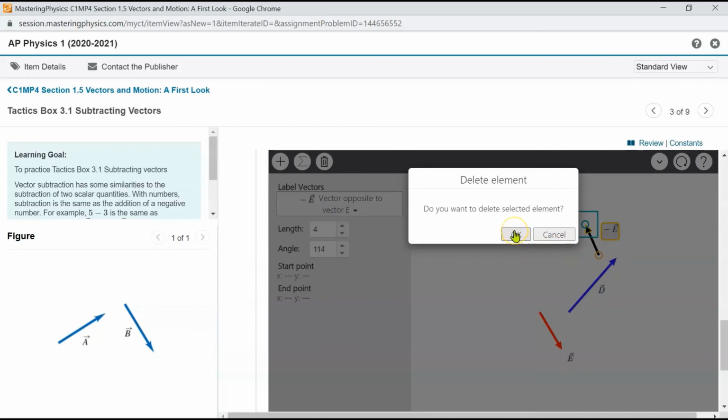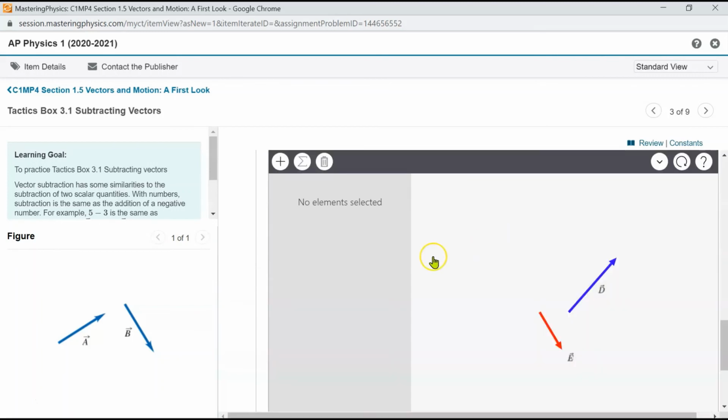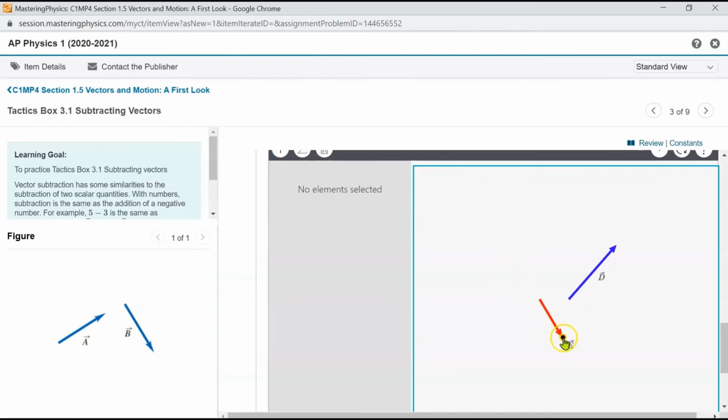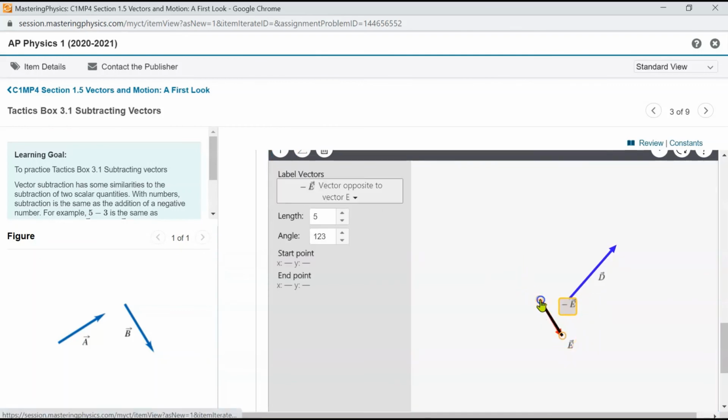Sorry. Okay, all right, start over. It happens. Okay, draw the negative vector. And then, okay, now we're going to move it. I just couldn't see. My giant hand is kind of getting in the way there. My giant green hand.